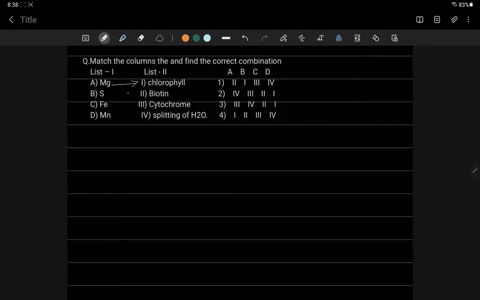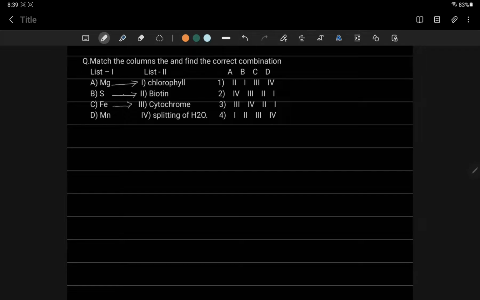If you see, magnesium is a constituent element present in chlorophyll. We cannot synthesize the chlorophyll molecule without magnesium. And if you see, sulfur is present in biotin, sulfur is present in cysteine, methionine and biotin. And iron, this is present in cytochrome.